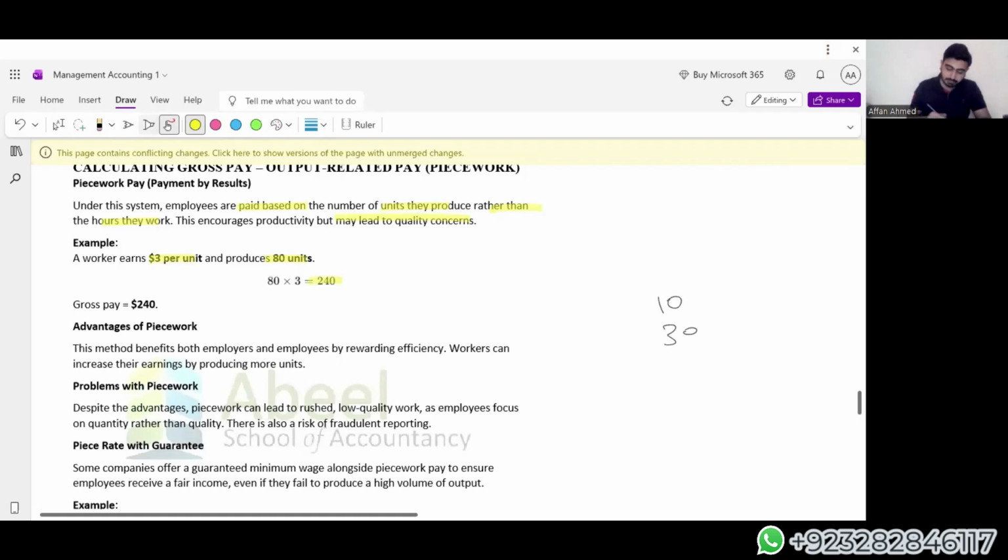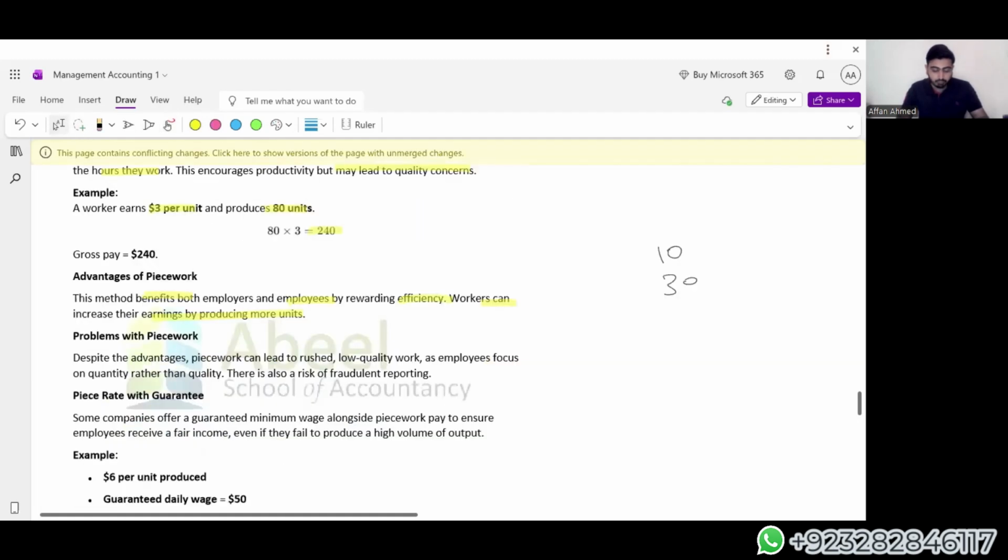Now, the advantage of piecework is that it benefits employers and employees by rewarding efficiency. Workers can increase their earnings by working more, so it is more suitable for many people. If I am paid based on the activity I conduct, that is a good thing. I will be more efficient and try to be faster. The problem is that I will try to rush things, and it will result in poor quality. The employees might just go about it so that they can earn more money. This would also increase the risk of fraud. Why? If an employee has made 30 units, he would try to report 40 or 50 units so that he can get paid for more units. This will increase the risk of fraud as well.